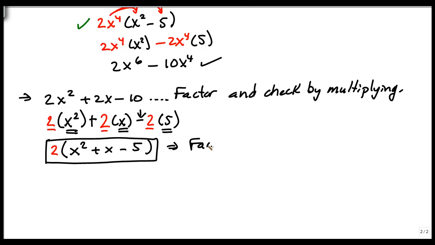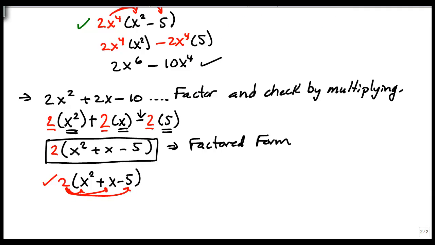Now again, we can always check our answers by multiplying out. So let's go ahead and take this factored form that we have. The 2 is out front. So again, we're checking our answer here. We have x squared plus x minus 5, and we'll take the 2 and distribute it to the first, second, and third terms. So here I'm left with 2x squared plus 2x minus 10. Now this is exactly what we started with up here, so we have the correct solution.